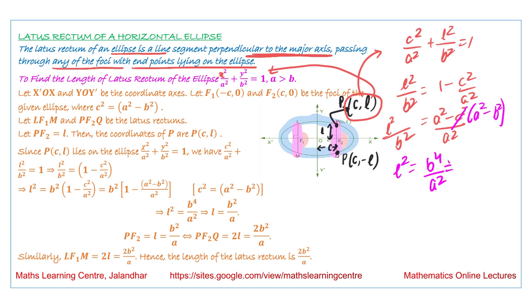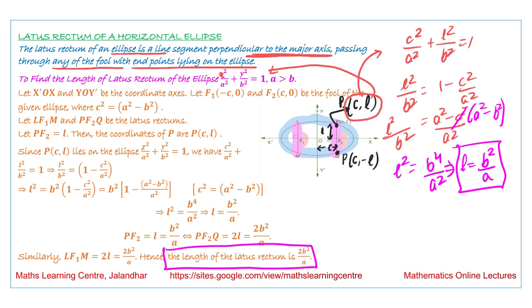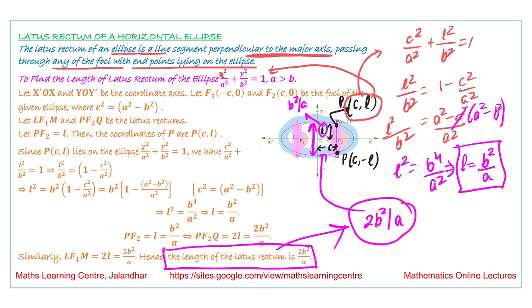So this implies, we are considering L to be positive, as it is a length. So L is equal to B square over A. So the length of the latus rectum of an ellipse is 2B square over A. The length of the latus rectum means we are talking about this complete length. This part is B square over A, so double of this will be 2B square over A. So this is the length of the latus rectum of an ellipse.